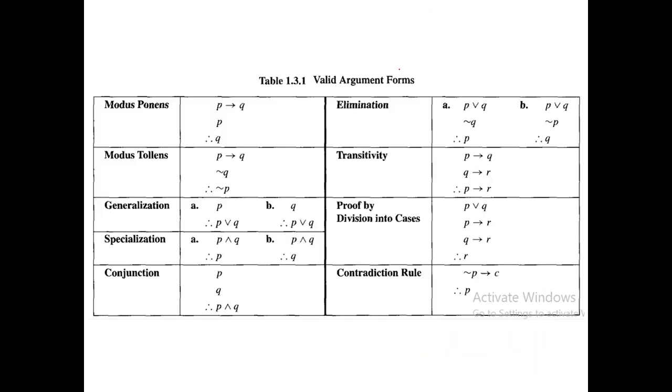Okay, so some valid argument forms. This is very important. We learned about modus ponens: P implies Q, P, so Q. Modus tollens is P implies Q, not Q, so not P. This is basically the contrapositive version. Generalization: P, so P or Q. Q, so P or Q.